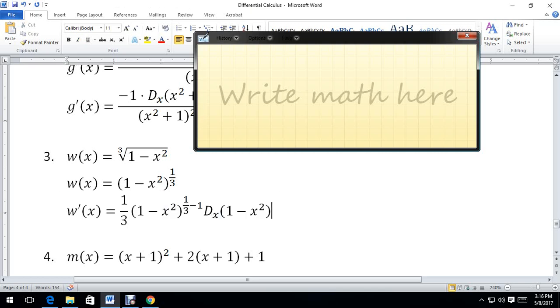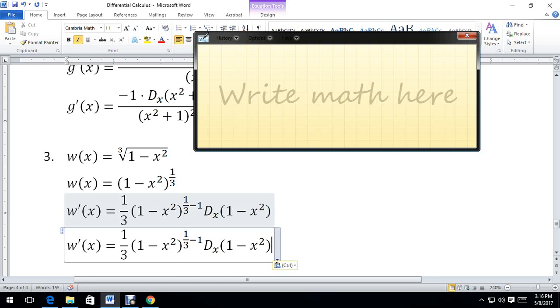Now, of course, we have to get the derivative of the expression 1 minus x squared, and we have to get the difference between 1/3 and negative 1, 1/3 and 1. So 1/3 minus 1, that gives us... 1/3 is smaller than 1, so that means 1/3 minus 1 is negative. That would be negative 2/3. Alright, so you have negative 2/3.